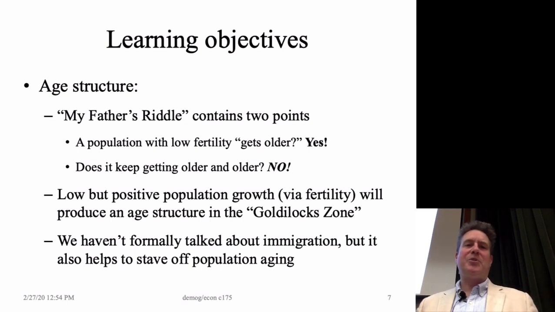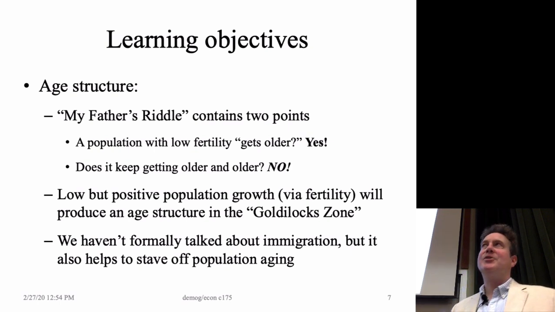Okay, so learning objectives, and here I'm not sure I did a very good job in the slide, but this came up in office hours. It also came up after class on Tuesday. What is the point of calling it my father's riddle? And it's a subtle one. Does a population with low fertility get older and older and older? Well, that's sort of half right. The population will get older, but it doesn't keep getting older and older, which is, I think, a fairly subtle point.